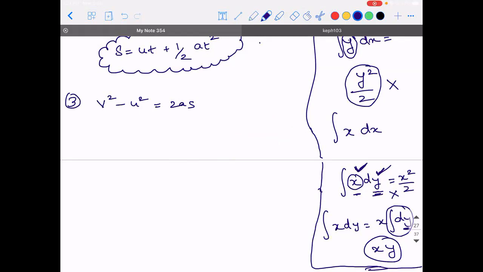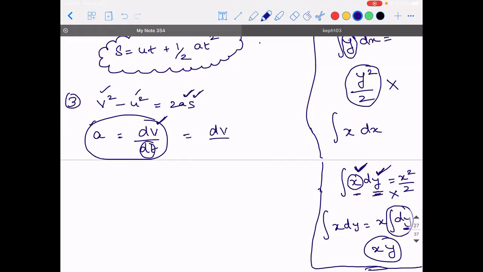So what I'm going to do is, I will take the definition of acceleration itself. a is equal to dv by dt. The reason why I took a is equal to dv by dt is because the equation has acceleration, the equation has velocity, the final and the initial velocity. But what is missing in this expression? It is displacement that is missing.